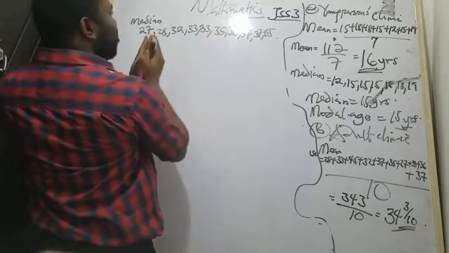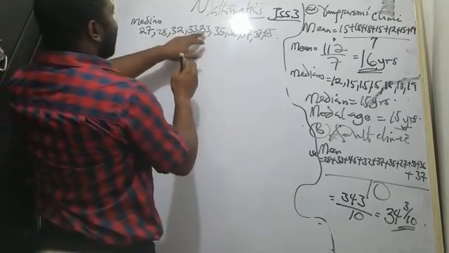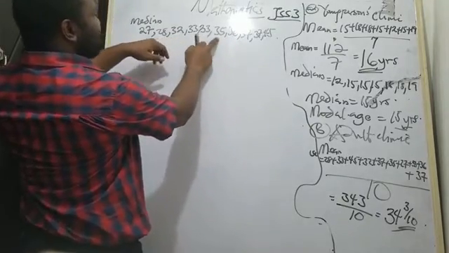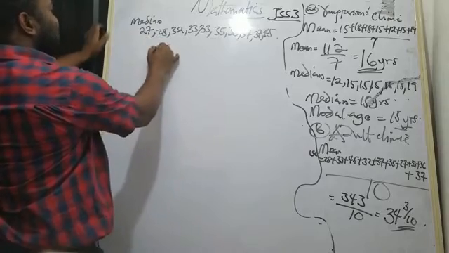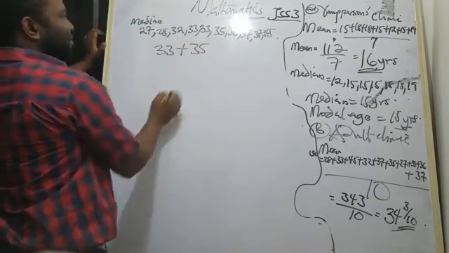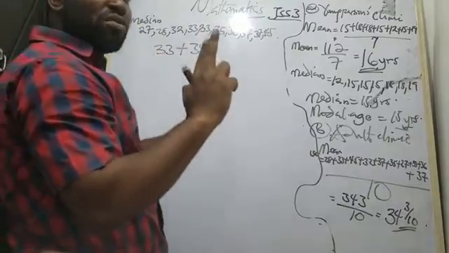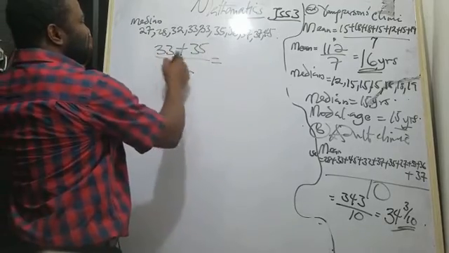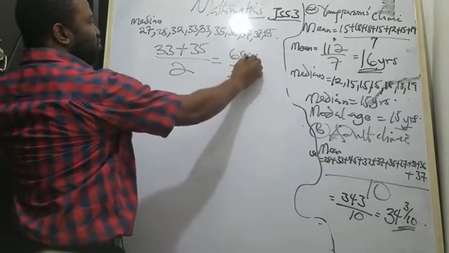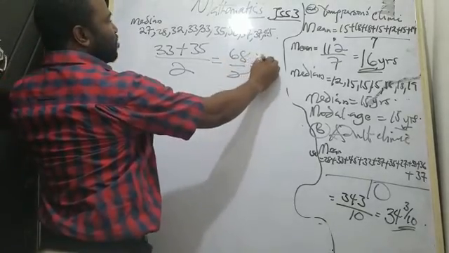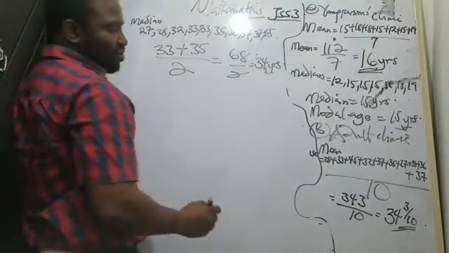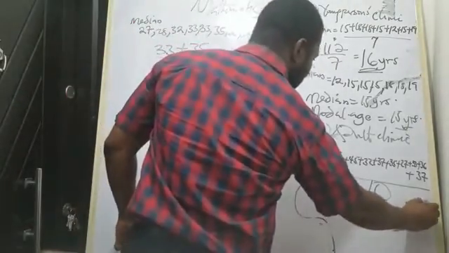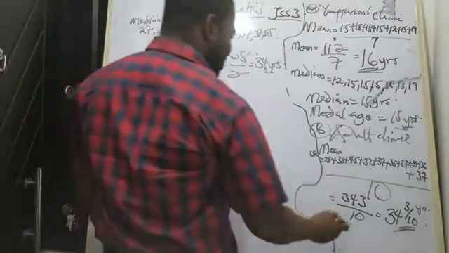Now, we have 10 altogether: 1, 2, 3, 4, 5, and 1, 2, 3, 4, 5. These two fall at the middle. So you have 33 plus 35. Once there are two numbers at the center, you add them together and divide by 2. This will give you 68 over 2, which is 34 years. Don't forget your years.